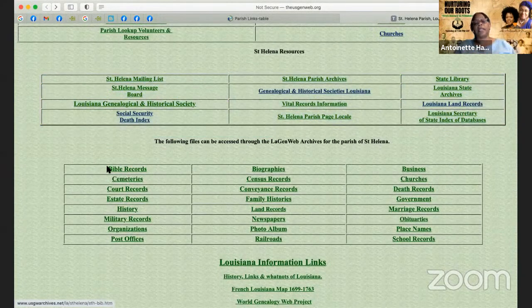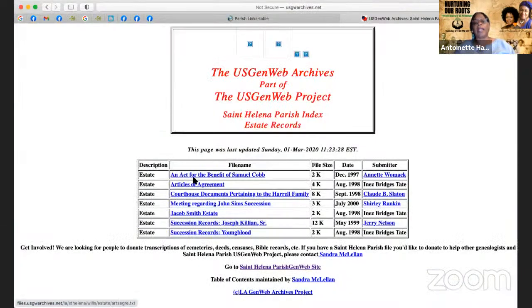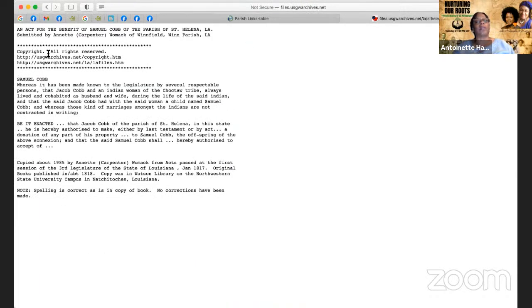Okay, now here it is. In St. Helena, there are the Bible records. I just want to click on one. Let me click on the state records so you can see an act of benefit for Samuel Cobb. If I click on that, you will see that the submitter was Annette Womack, and she submitted this in 1997. I'm just going to click on that so you can see what it looks like.